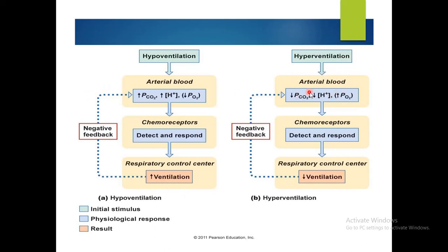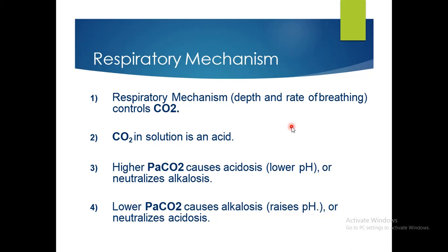In case of hyperventilation in arterial blood, carbon dioxide concentration will fall as more and more carbon dioxide is being released into the environment, and the pH will increase because of the decrease in hydrogen ion concentration, and there will be increased oxygen concentration in the blood. This will cause the chemoreceptors to detect and respond, and the respiratory center will slow down and cause a decrease in ventilation, which will be a negative feedback to the fall of carbon dioxide partial pressure.